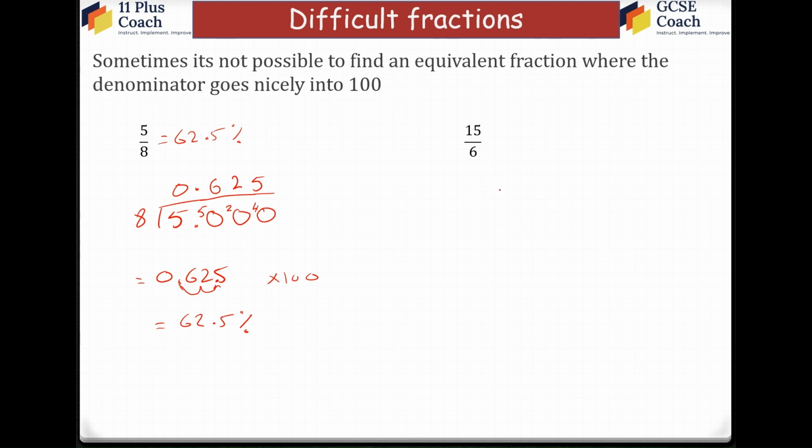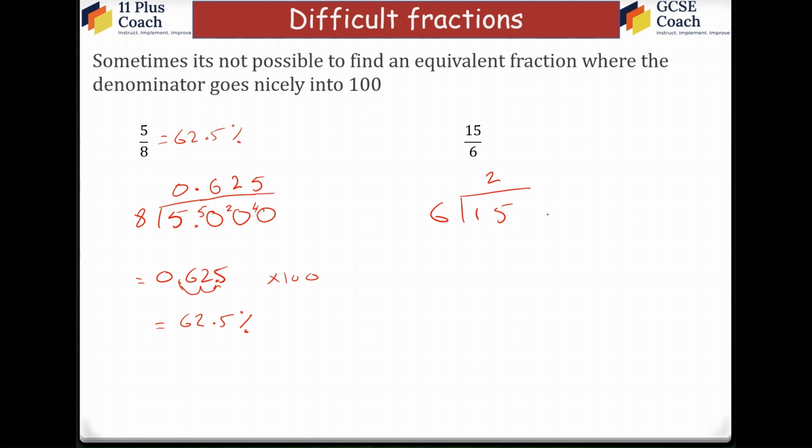Okay, hopefully you've had a go at this question. So again, 15 divided by 6, bus stop method. Always put the numerator inside the bus stop and the denominator always goes on the outside, divided by 6. How many 6's going to 1? None, because 6 is too big, so put 1 next to 5, make 15. How many 6's going to 15? Well, 6 2's are 12, 6 3's are 18, so it has to be 2 because 3 is too big. So 6 2s are 12. I've got a remainder of 3, so where do I put the 3?